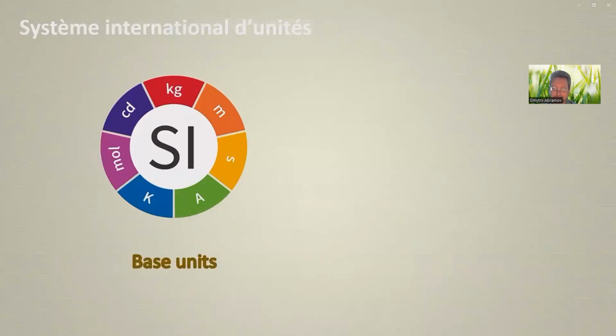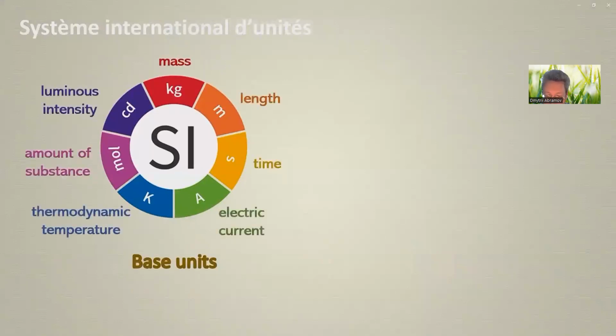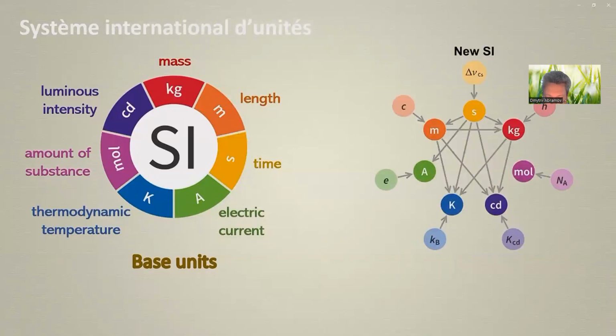units. There we can find the mass with the kilogram as base unit, length with the meter, time with the second, electric current with the ampere, thermodynamic temperature with the Kelvin, amount of substance with the mole, and finally, luminous intensity with the candela. As of May 2019, all base units are defined by 7 universal constants that are present in nature and are the same everywhere.